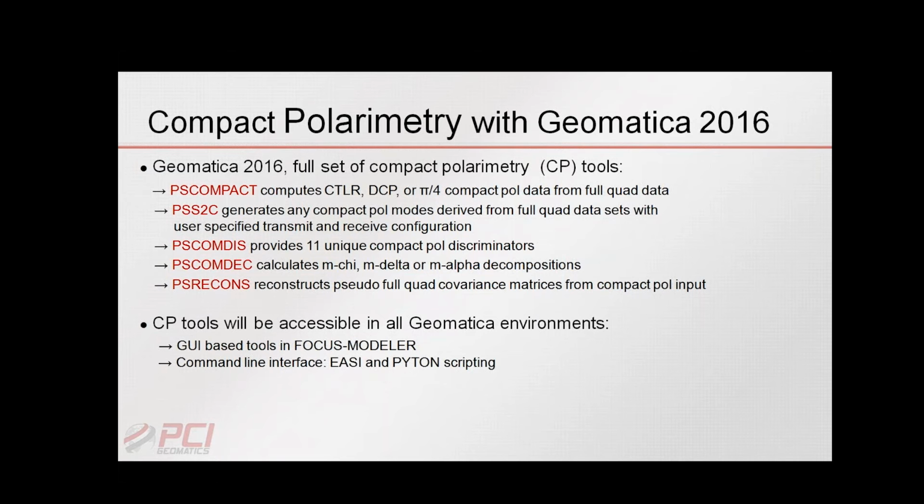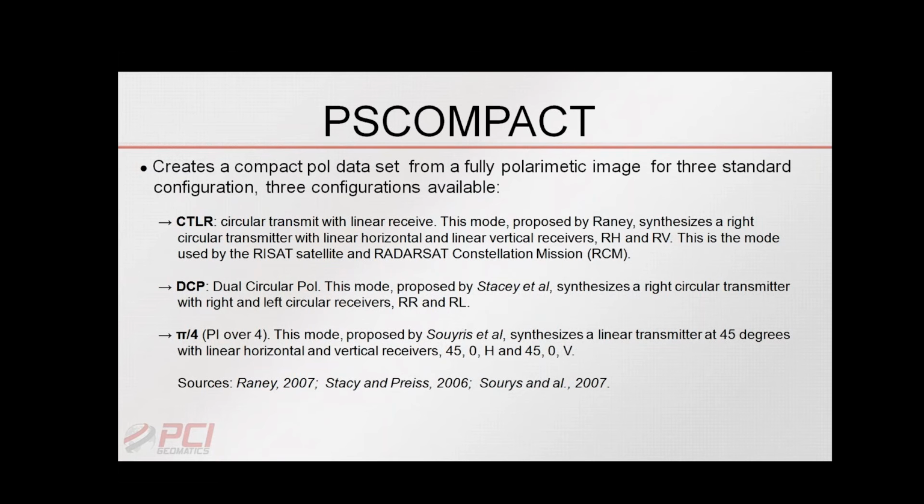Now we'll take 5 minutes to describe those tools in more detail. Like I mentioned, PSCompact is used to generate one of the three main compact polarimetric modes. The CTLR mode corresponds to the RISAT constellation mission, which consists of sending a right circular transmission and receiving H and V. And with this information, you will do your analysis. And you also have the DCP and the pi/4 mode.